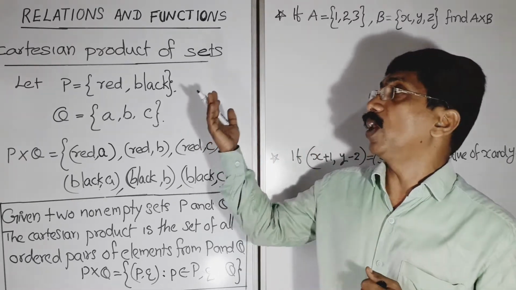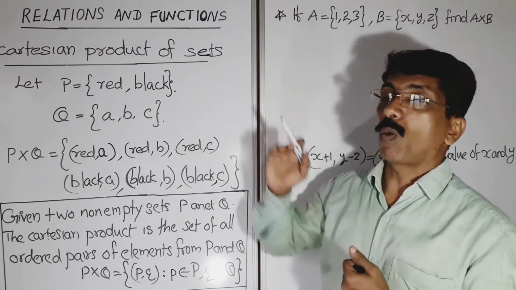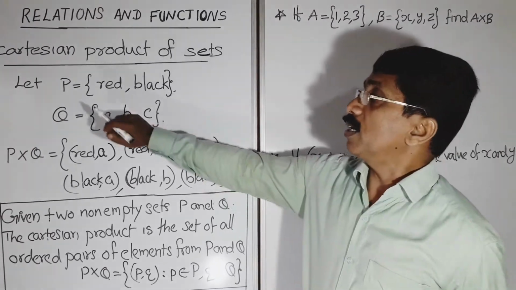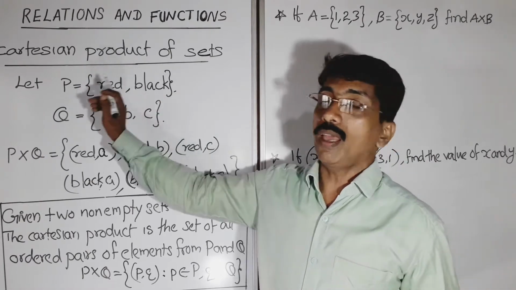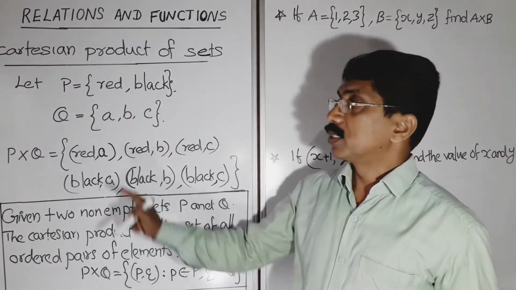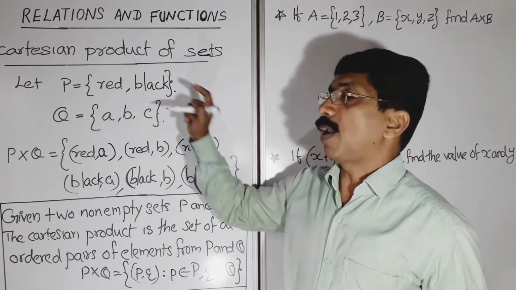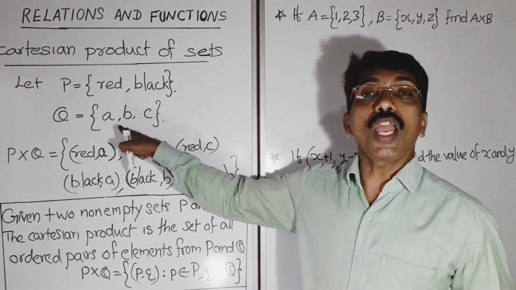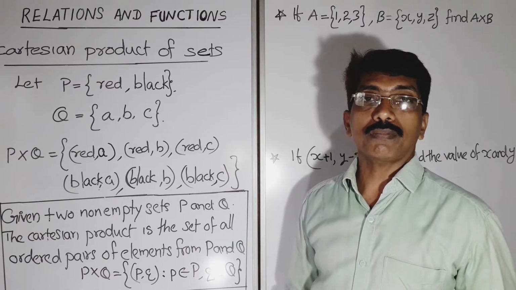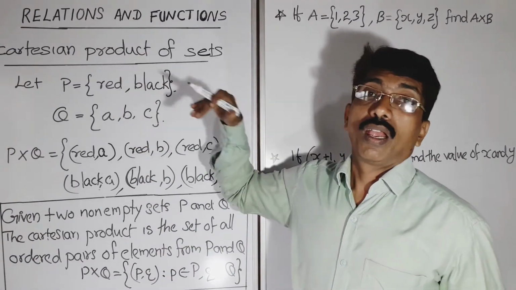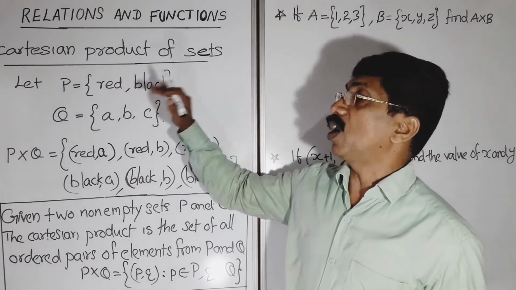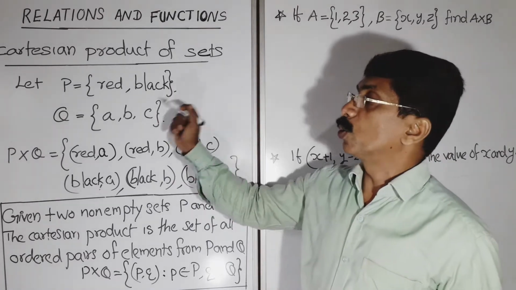So, let us begin with the Cartesian product of sets. First we will understand what is meant by Cartesian product of sets. Here you listen, I have taken two sets. P is two colors, red and black are the elements in that set P. And set Q is what? Three objects are given, A, B, C. Let these are objects, A, B, C are objects. How many colored objects can you make using these two sets?